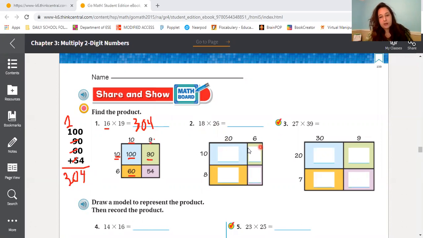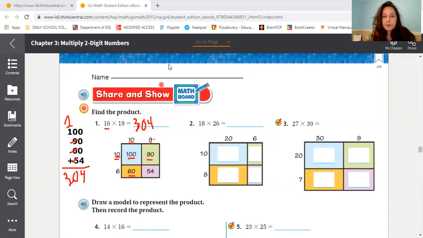And we have that split up. So our box is already set up for us. We just have to multiply each one. And that's where it gets a little confusing for the students because they have to understand that we multiply 10 times the 20 at the top, and 10 times the 6. And then 8 times the 20 and 8 again times the 6. So they have to remember all 4 boxes and how we multiply them.